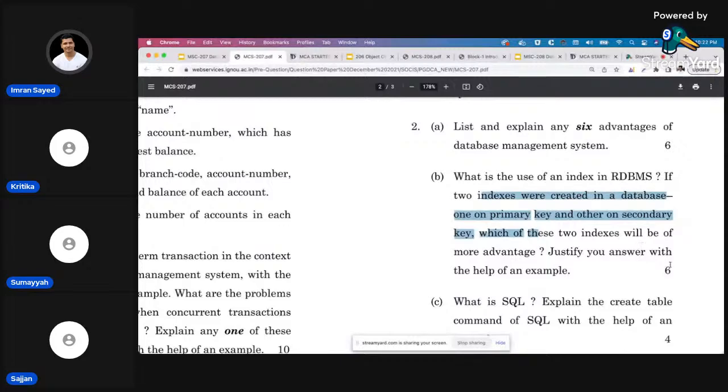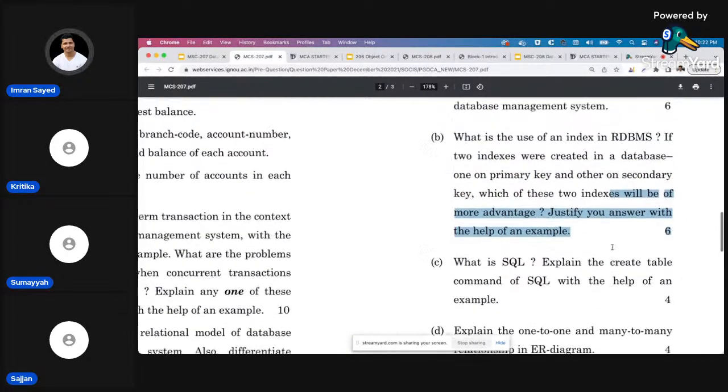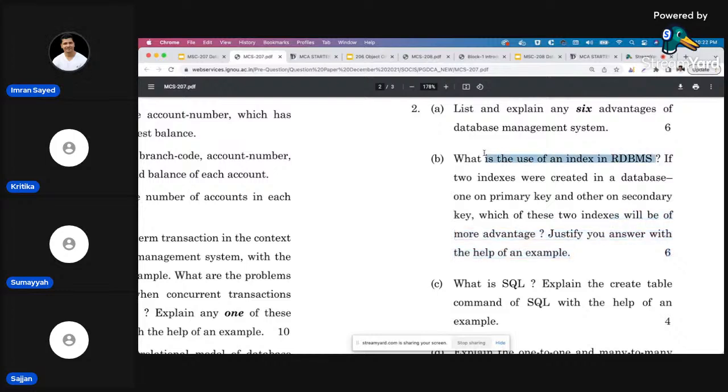And to answer your question, yes, it's a 6 marks question. And we would have already scored at least 2 or 3 marks from this first one.